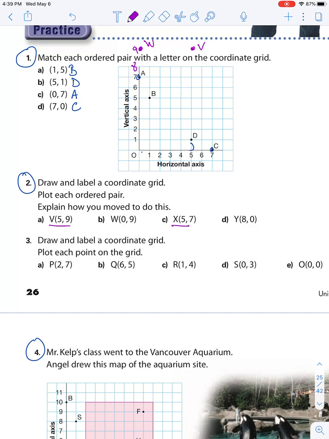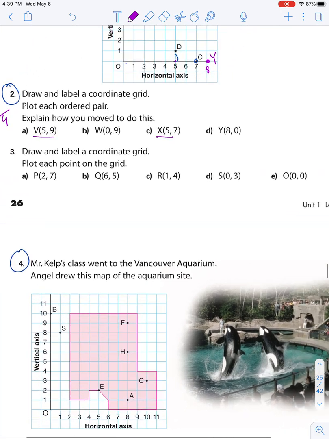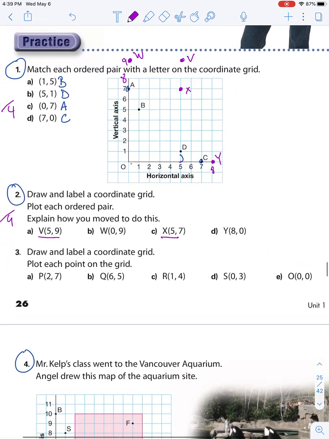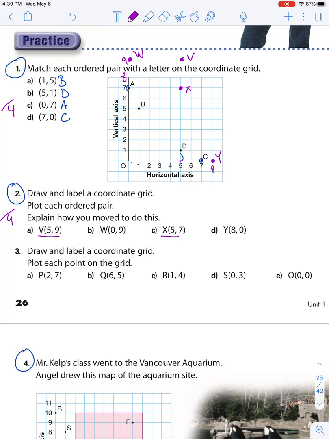The next one is 5, 7, so we go across 5, and then we go up 7, so it's going to be here, X. And the next one, we go across 8, and then we go up 0. So we go across 8, which would be right here, and then we don't go up at all. So this is that one, which would be Y. Okay, so if you did each of those correct, I guess each of these would be out of 4. Okay, we're skipping 3. If you wanted to do it though, you could.